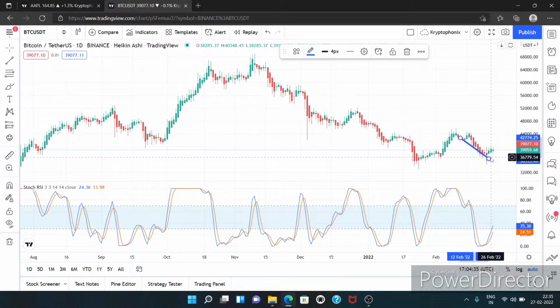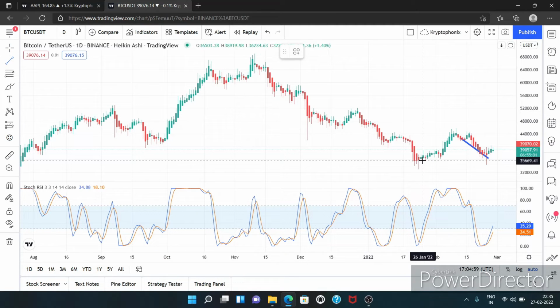If we see right over here, two consecutive green Heiken Ashi candles are formed. Stochastic RSI was below the 30 level mark till this candle. An up move will be witnessed. Okay, this over here, two consecutive green candles, stochastic RSI below the 30 level mark. Result, up move.